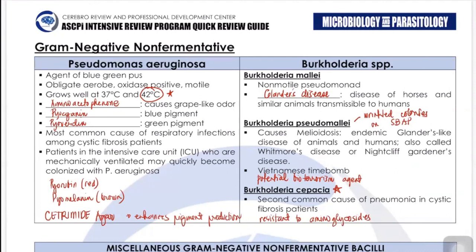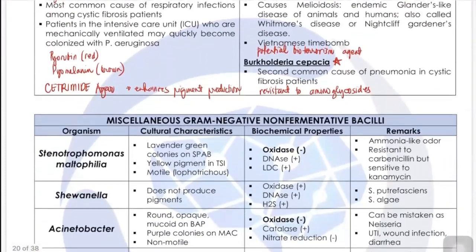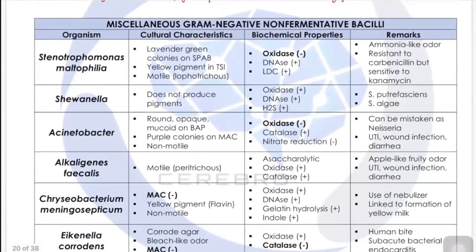Okay? Now, let us go to the miscellaneous gram-negative non-fermentative bacilli. So, mga ano to, no? Mga kapatid ng Pseudomonas aeruginosa and Burkholderia cepacia. So, I'll just point out those that have been asked already, no, in the ASCP exam. Of course, we have Stenotrophomonas maltophilia, okay, which is a nosocomial pathogen, also causing respiratory infections. Okay, so this is a nosocomial pathogen. And usually the manifestation is respiratory.